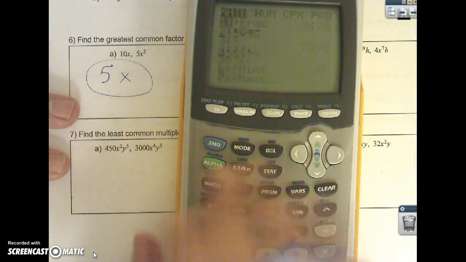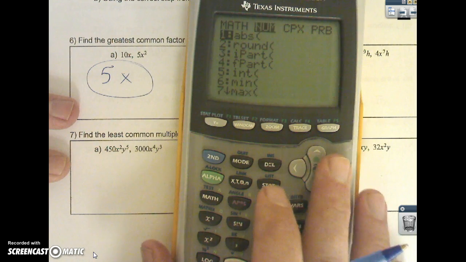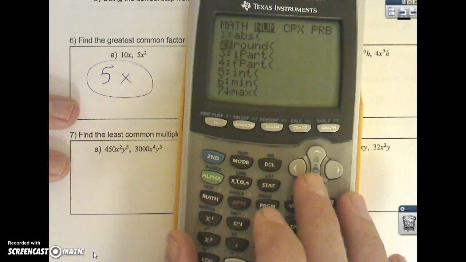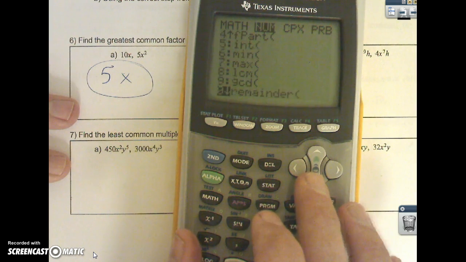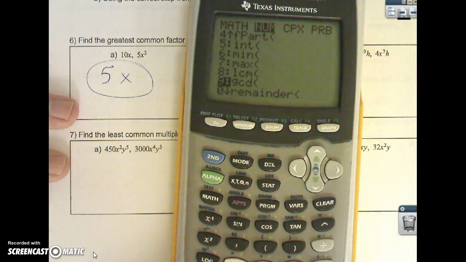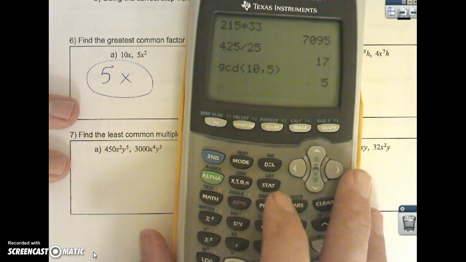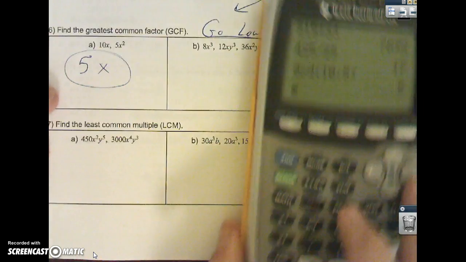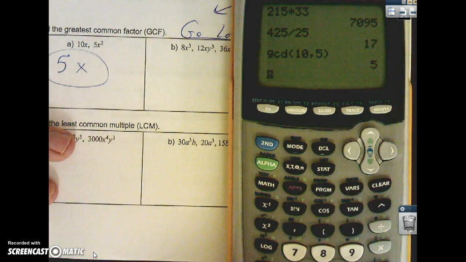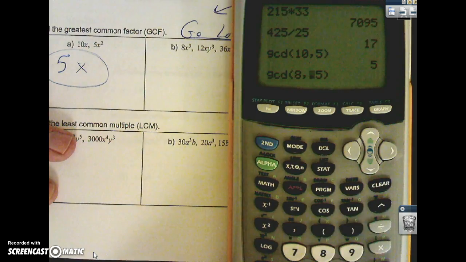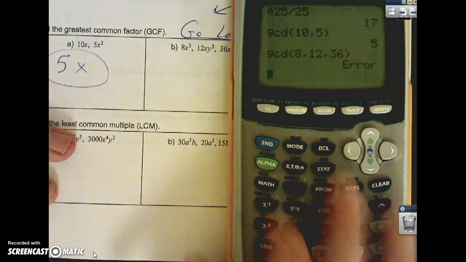Let me show you guys something real quick. If I hit math, go to the right one, you see number up there. I can scroll down. There's GCD. If you would like, you may do this. You can type in 10, 5 and hit enter. That gives you your GCF of 5. Now, to show you guys the next one, you cannot put 3 numbers in this calculator. 8, 12, 36. It won't do it. So you have to do 2 at a time.